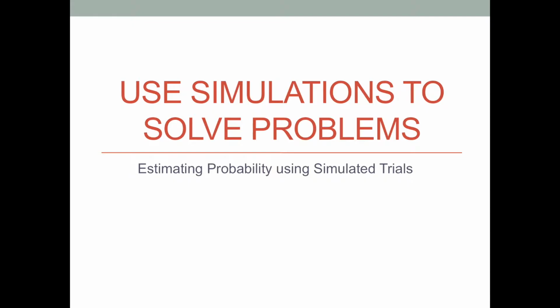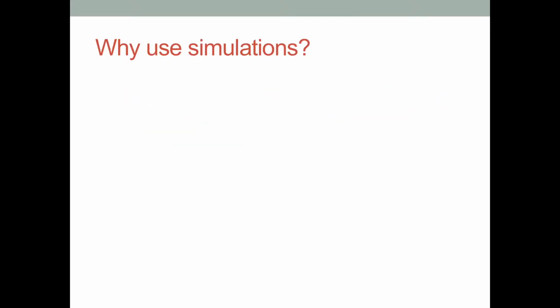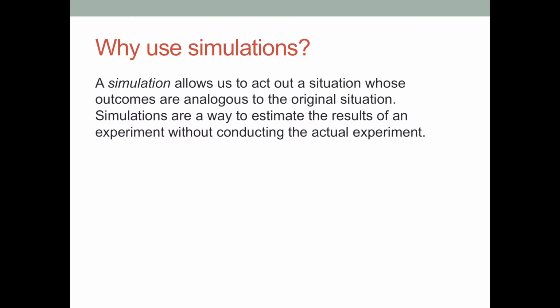Today we're going to look at using simulations to calculate the probability of an event that may not lend itself well to an actual experiment. A simulation allows us to act out a situation whose outcomes are analogous to the original situation. Simulations are a way to estimate the results of an experiment without conducting the actual experiment.